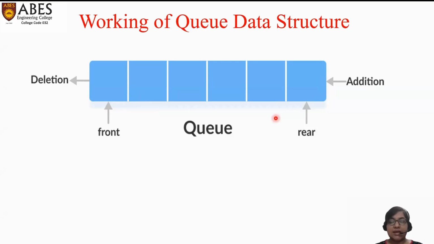Here the direction of flow of the queue is from left to right, with older elements on the left and newer elements on the right. So it's all about the working of the queue data structure. It ensures that the first element added to the queue will be the first one to be removed. Much like a line of people waiting for a service, the person who arrived first gets served first.